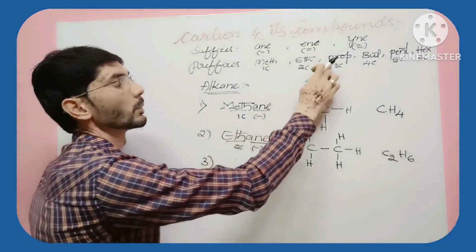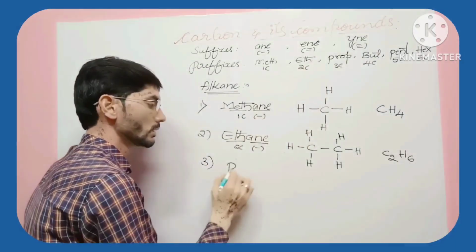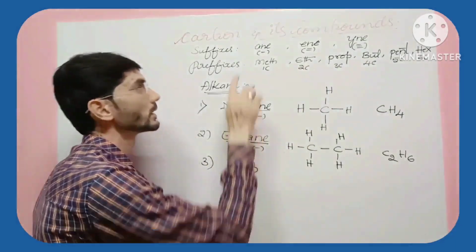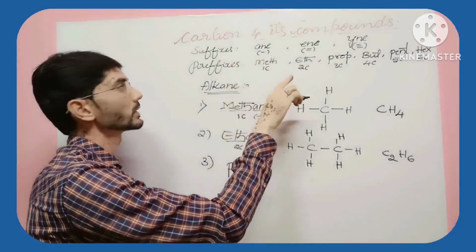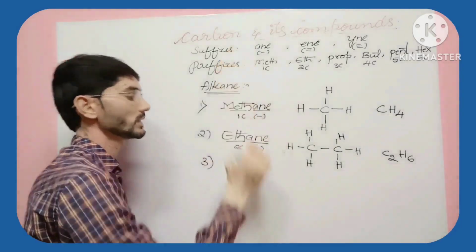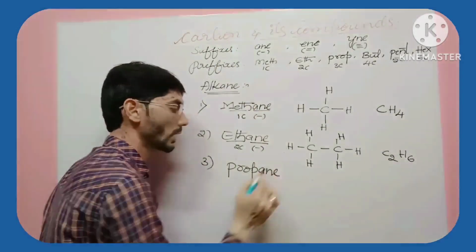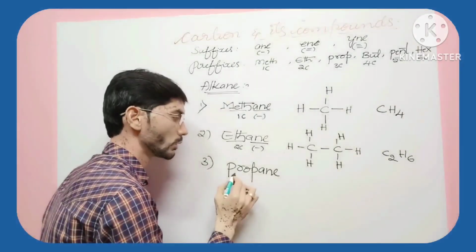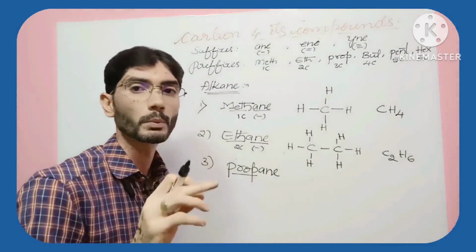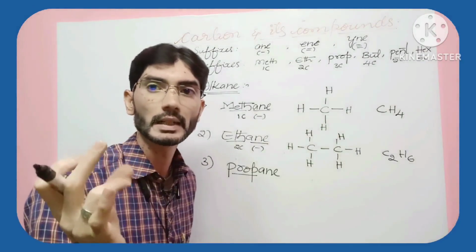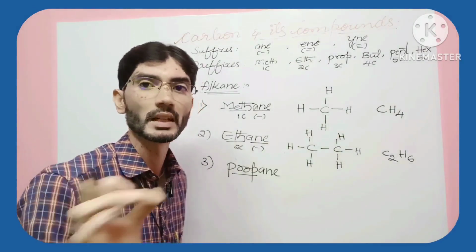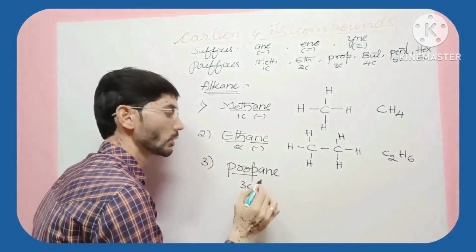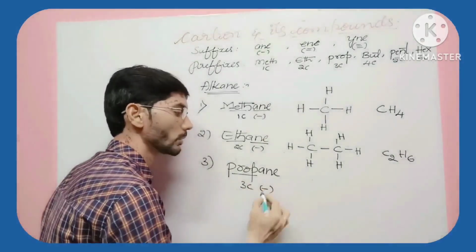Next one is prop. Now the prefix is prop and the suffix is ane. Now the compound became propane. As I have told you, for the root word prop, you need to remember monkey, eat, peeled. Prop means 3 carbon atoms. ANE means it's all about single bond.